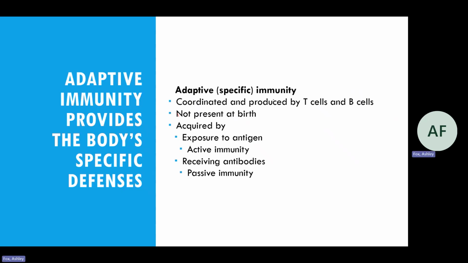So again, the adaptive or specific immunity involves T lymphocytes, of which there are three types. We're going to talk about the three types when we get to T cells. And this PowerPoint is going to talk about B cells.